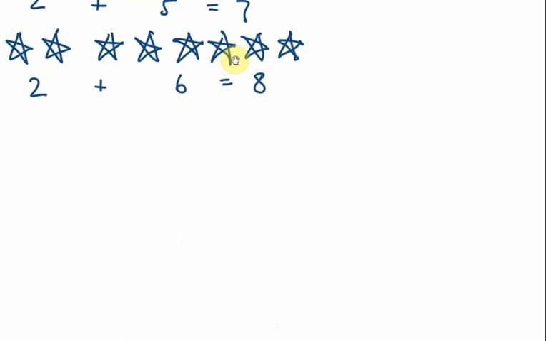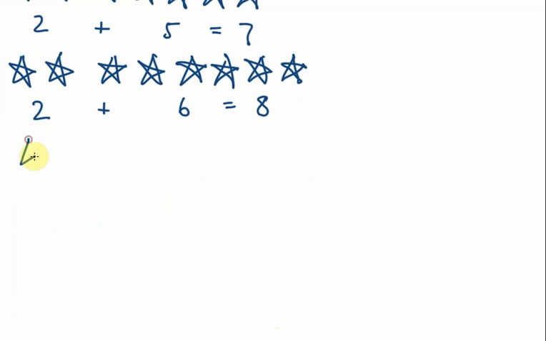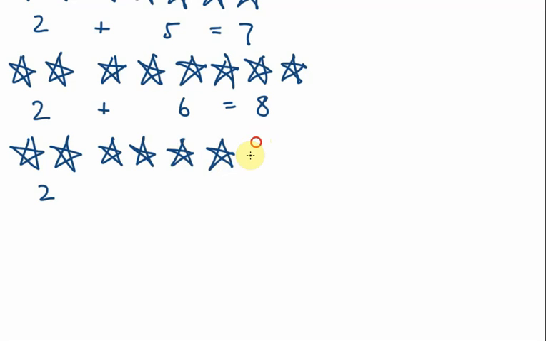Now let's try adding 2 stars to 7. So we start with 2 stars, and we add another 7 stars. 1, 2, 3, 4, 5, 6, 7. So we've got 2 stars, and we add it to 7 stars. How many stars do we have now? 1, 2, 3, 4, 5, 6, 7, 8, 9. So 2 plus 7 is 9.